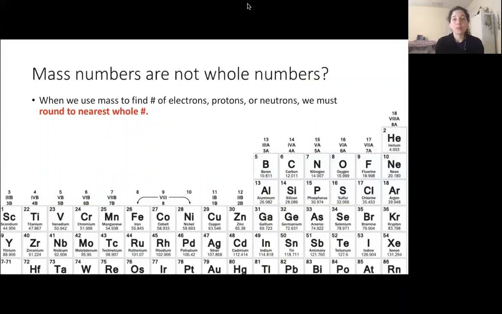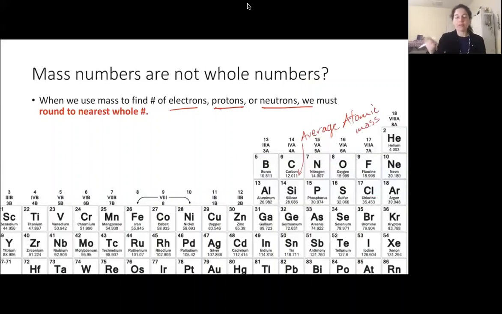As you saw in the previous example where we looked at magnesium, in order to find the number of electrons, protons, and neutrons in an atom, we have to round to the nearest whole number because of these isotopes that exist. In nature, we don't just have carbon 12. We've got carbon 13 and carbon 14 out there in the universe. And so that gives us our average mass. That's what's on the periodic table, an average atomic mass.